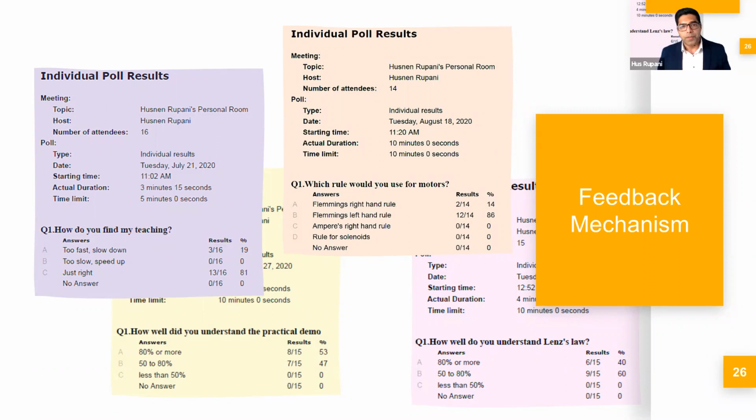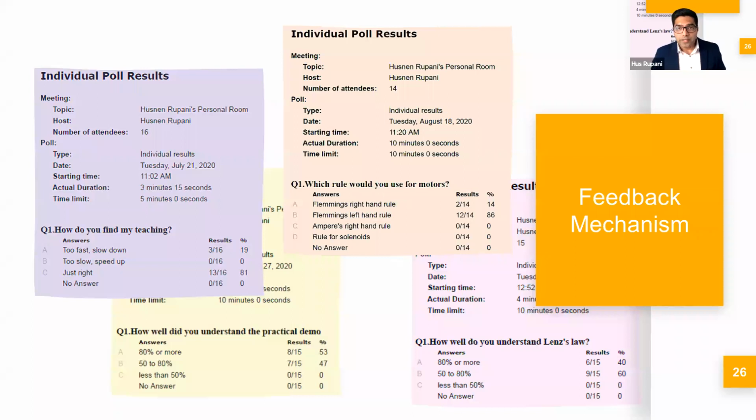I was asking them these questions. Other types of questions you could ask is, how well did you understand the practical demo that we did? Again, a closed-ended response: 80% or more, 50 to 80, or less than 50%. Same thing, I can see that almost everyone understood it. There was no one that was below 50%. So I got that good engagement from them for that demo.